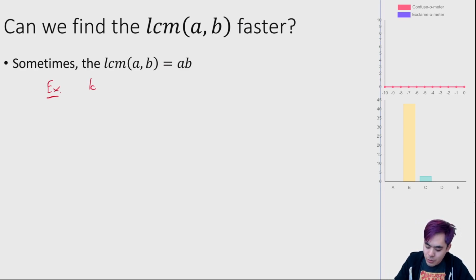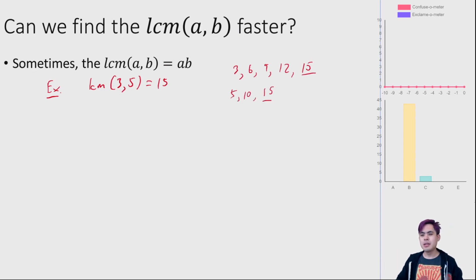So let's always make a possible guess. Sometimes, for example, the least common multiple of 3 and 5 is 15, because 3, 6, 9, 12, 15, and 5, 10, 15. Okay, and so we're going to spend some time to understand these sorts of special cases because we want to know the general case. And so sometimes it's useful to understand these easier cases first.